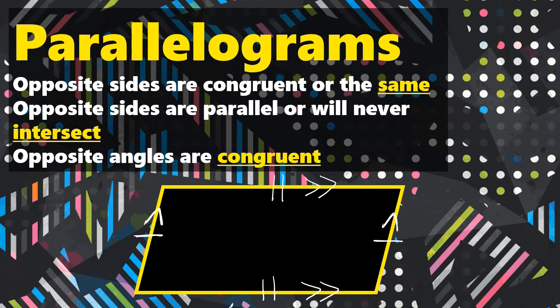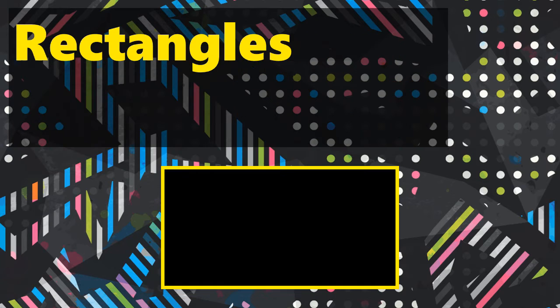And third, we have opposite angles that are congruent. We look here at the bottom left and the top right. These angles are congruent, so we're going to use one semicircle for these. And our top left, we're going to do two semicircles, and our bottom right, we know that these two angles are also congruent. So we have three different things that go with parallelograms. To recap, the opposite sides are congruent, the opposite sides are parallel, and the opposite angles are also congruent.